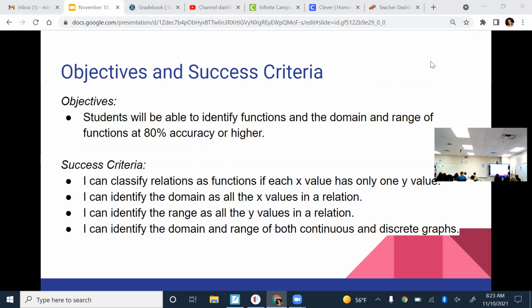Can you determine if something is a function? Can you identify the domain as all of the x values in a function? Can you determine the range as all of the y values? Now that seems simple enough, but there are other forms that you have to be able to read that information from as well. So we're gonna go over that today.